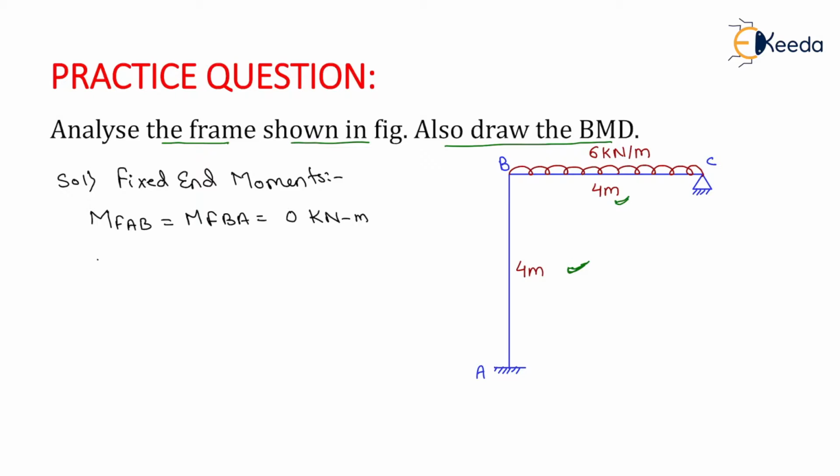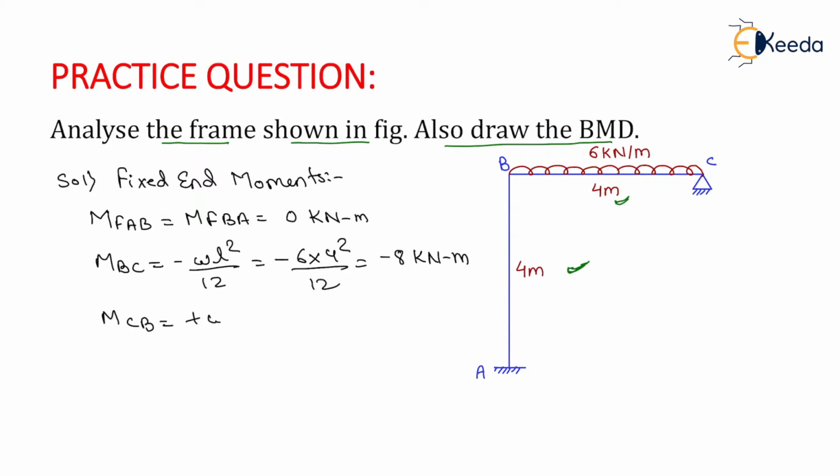Now in BC, due to the uniformly distributed load present in span BC, its magnitude will be equal to minus WL square by 12. On putting the value of W as 6, L as 4, square divided by 12, we will get this value as minus 8 kilonewton meter. Similarly, we can determine the value of MCB as plus WL square by 12, which will be equal to plus 6 into 4 square divided by 12, and it will be equal to plus 8 kilonewton meter.